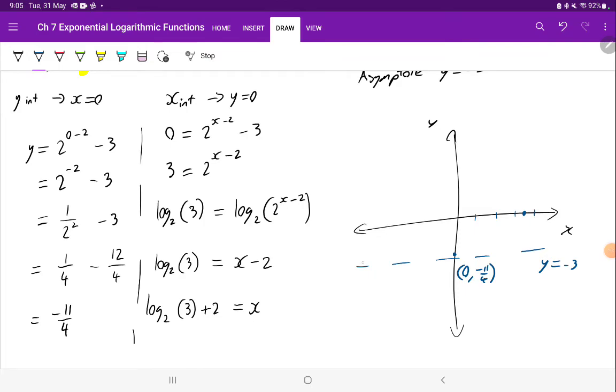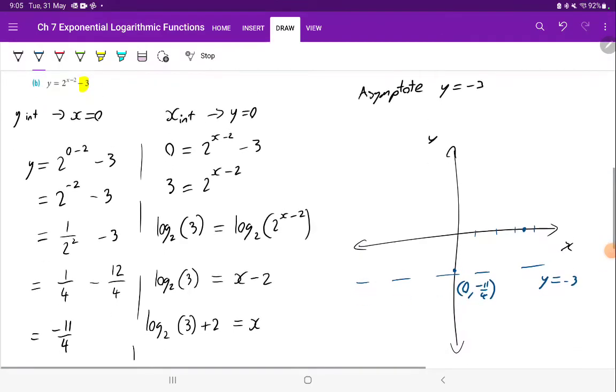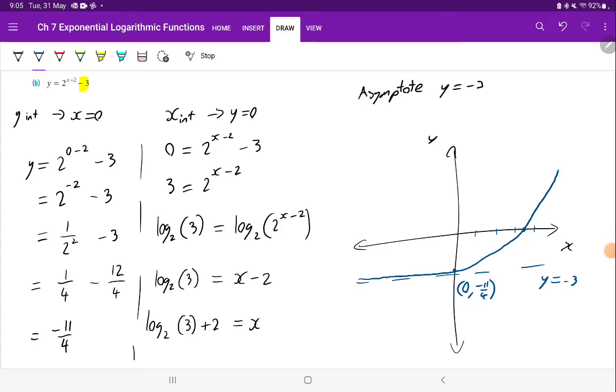And if you have a look at the function, there's actually no negatives in front of the 2 or in front of the x, meaning it has not been reflected in any way. So we're just going to get the standard shape. And again, our 2 points actually confirm that for us. If you weren't sure, you could sub in a couple of extra points just to be 100% certain. This is y is equal to 2 to the x minus 2, minus 3.